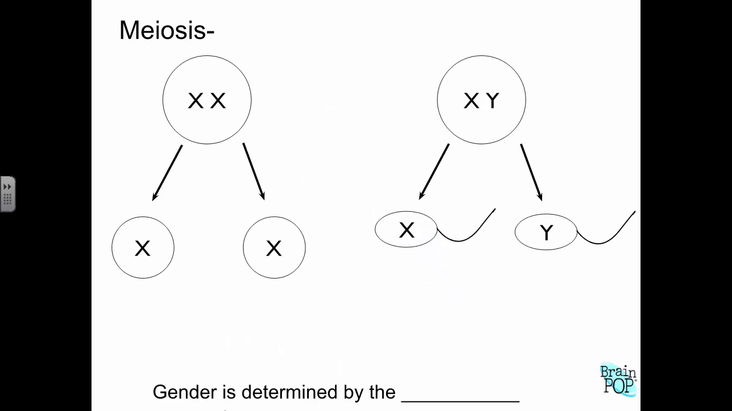Yep. So meiosis, we talked about this in reproduction. What is meiosis? For cellular reproduction, meiosis produces what type of cells? Sex cells, and they're called what? Gametes. Very good. So meiosis is for the creation of gametes, which are sex cells.